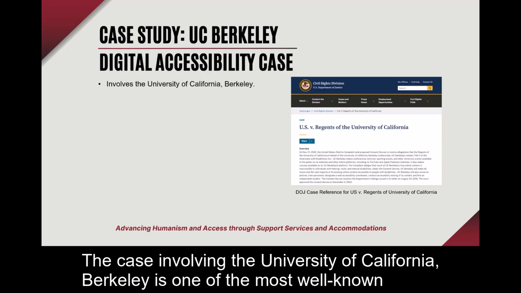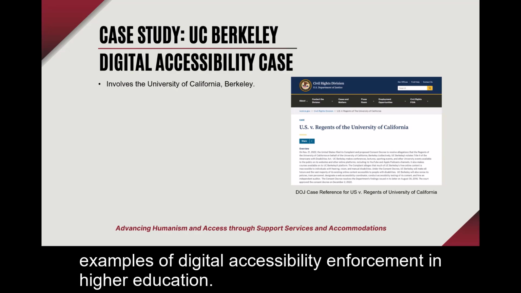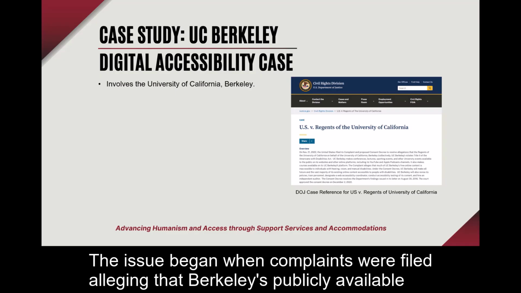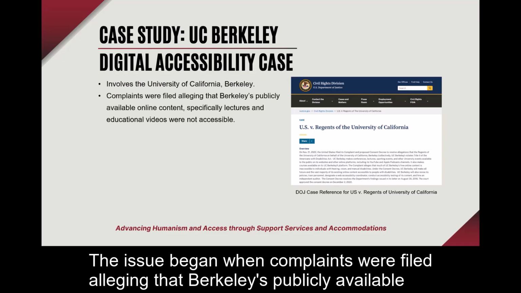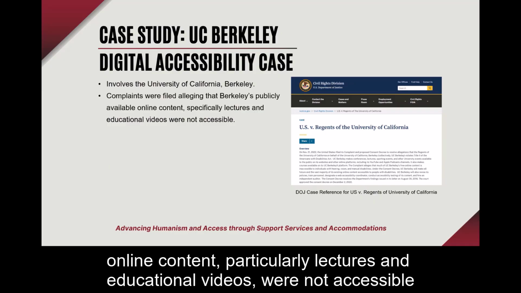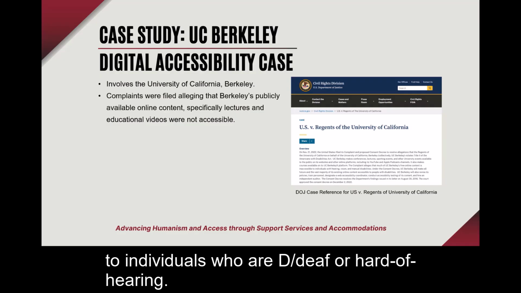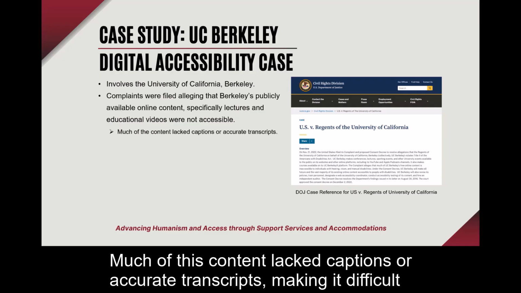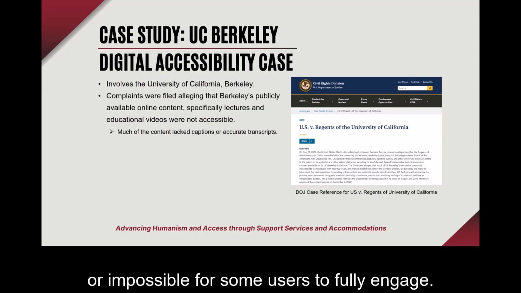The case involving the University of California, Berkeley is one of the most well-known examples of digital accessibility enforcement in higher education. The issue began when complaints were filed alleging that Berkeley's publicly available online content, particularly lectures and educational videos, were not accessible to individuals who are deaf or hard of hearing. Much of this content lacked captions or accurate transcripts, making it difficult or impossible for some users to fully engage.